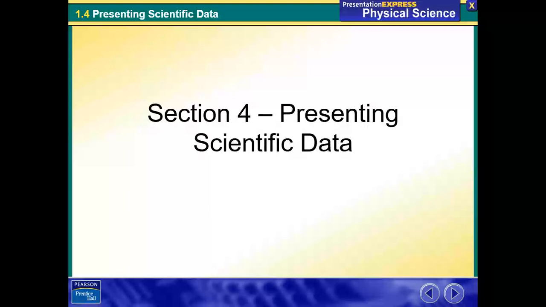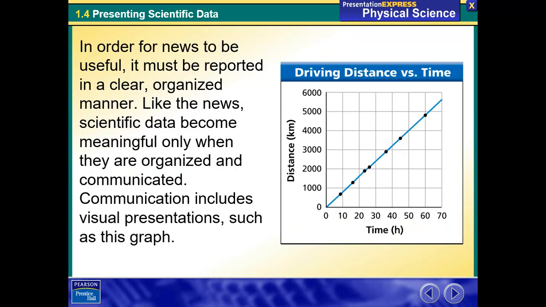Hey class, today we're going to do the last section, which is section 4, and it's called Presenting Scientific Data. We talked about science in section 1. In section 2, we learned about the scientific method and experiments in order to get the data that we need to create a scientific theory or scientific law. Then we talked about some of the math that might be used in order to collect the data. And now we're going to also talk about how do we present that.